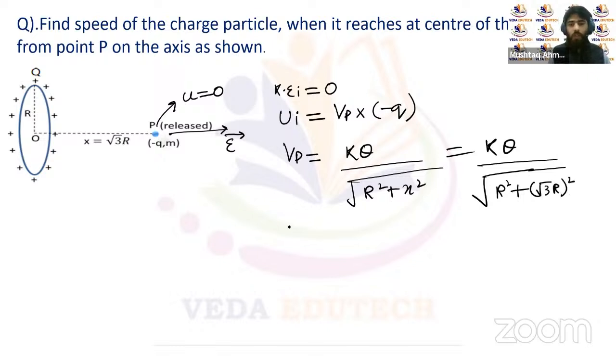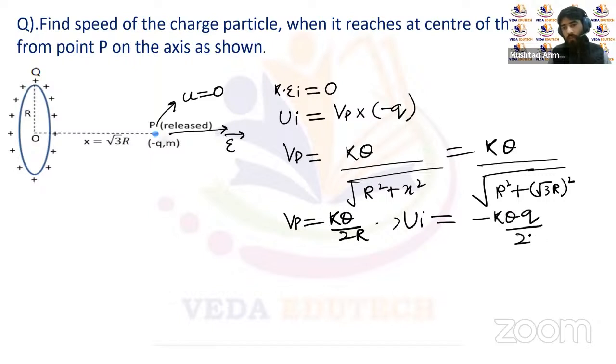Correct. So V_P will be equal to kQ over 2R, right? kQ over 2R. So this is the potential at this point. If the potential at this point is kQ over 2R, it means that this minus q charge will have an initial potential energy at point P equal to minus kQq over 2R. So this will be the initial potential energy for this minus q charge, right?